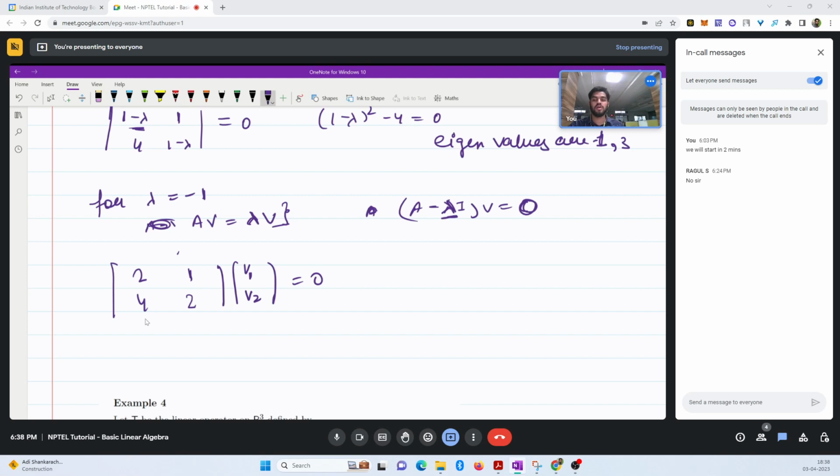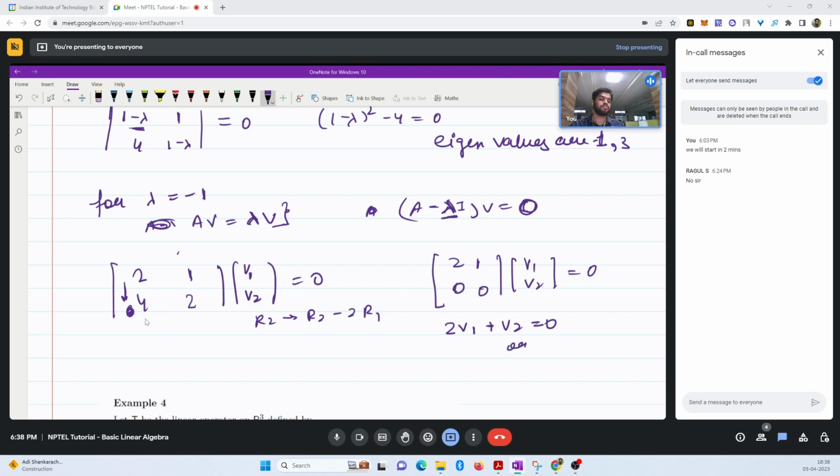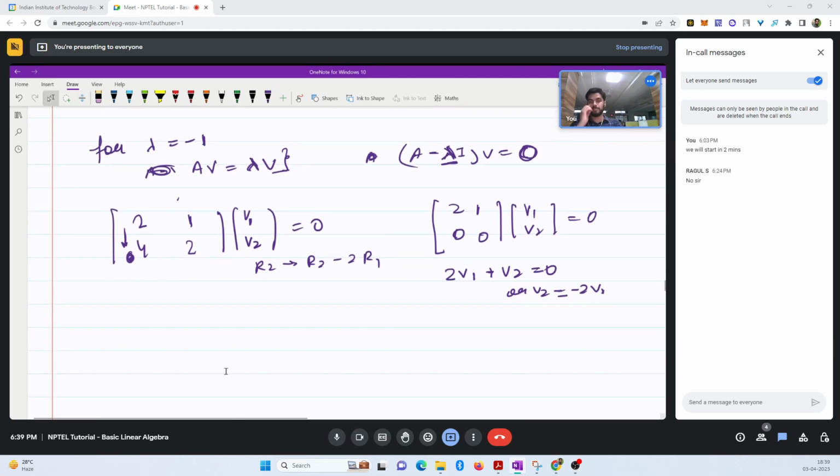Now what we can do is try to make this element 0. In order to make that 0, R2 goes to R2 minus 2 times R1, and we obtain the system of equations 2 1, 0 0, times v1 v2, equal to 0. What do we obtain? 2 v1 plus v2 is equal to 0, or v2 is equal to minus 2 times v1.